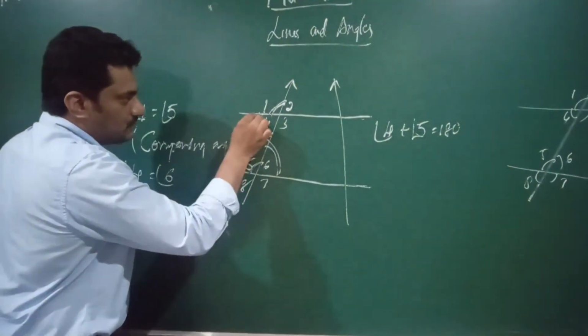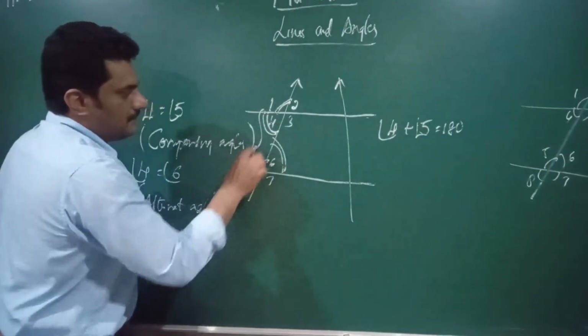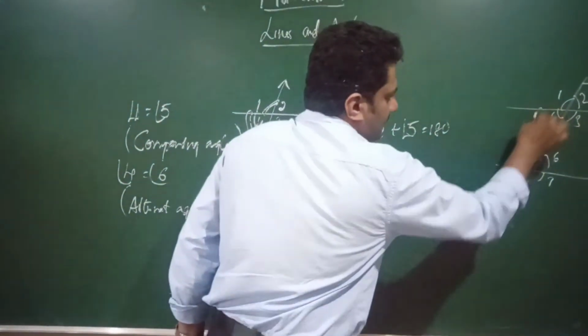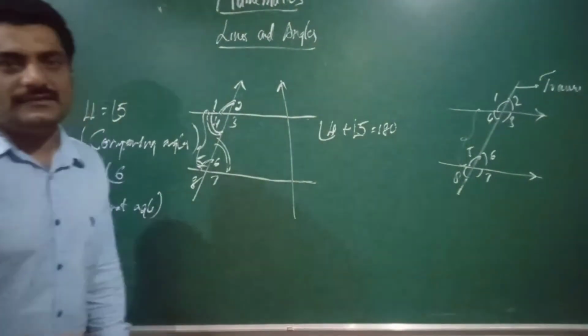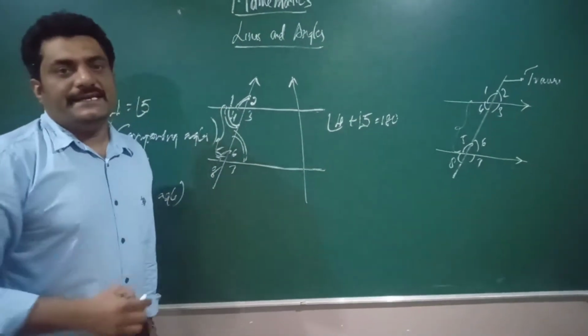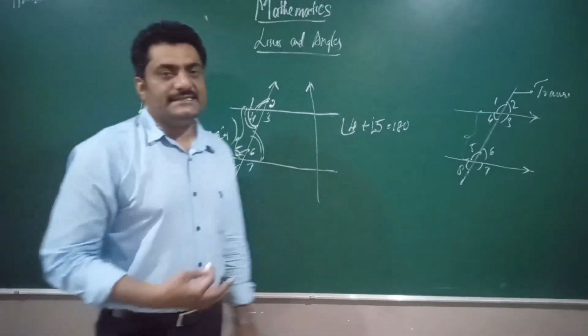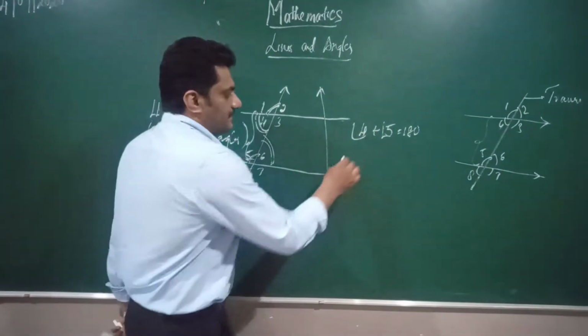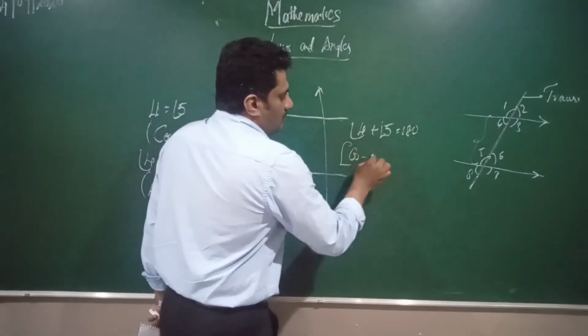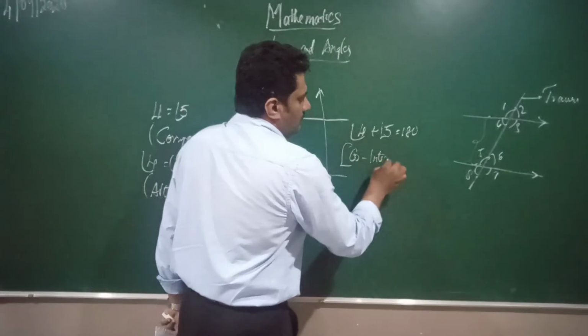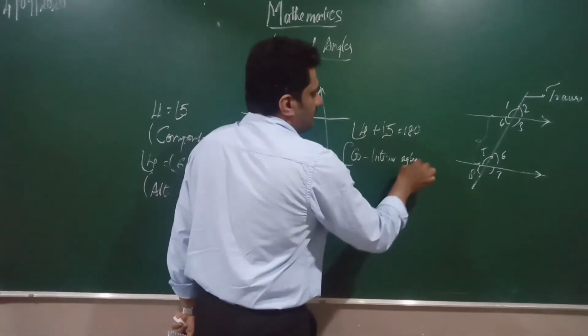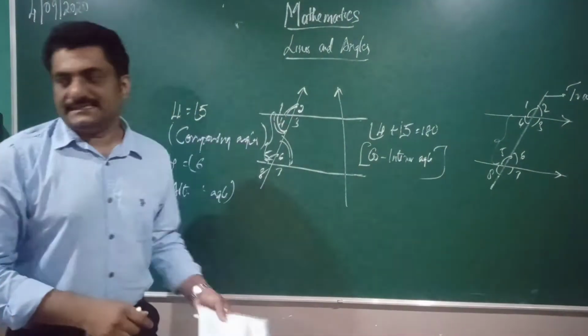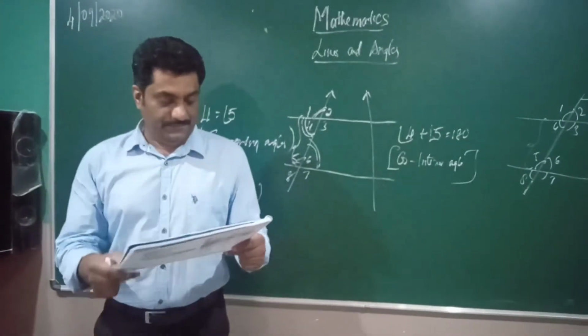Third one is angle 4 plus angle 5 is equal to 180 degrees. If you see these two angles, what are these angles called? They are called co-interior angles, and the sum of those two angles is always equal to 180 degrees. So you can mention co-interior angles.